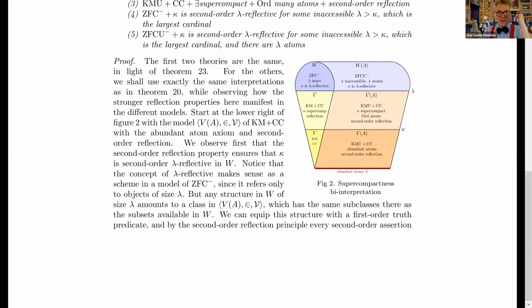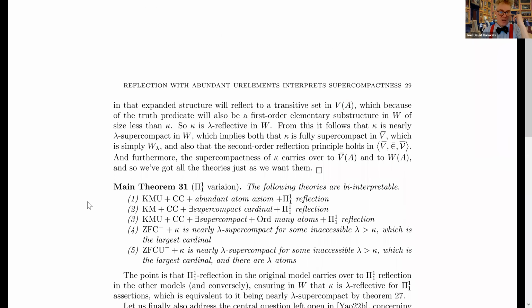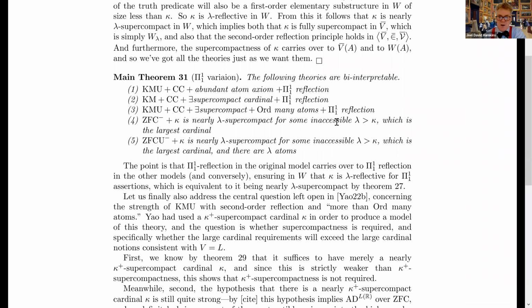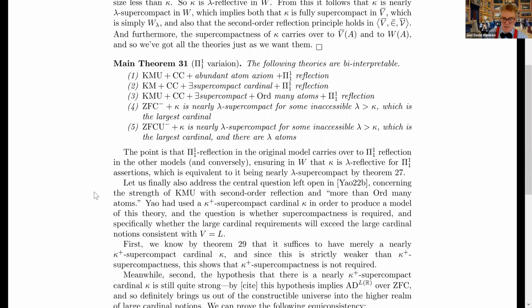So let me just mention also the Π^1_1 variation. If you drop from second order reflection to Π^1_1, then you also get the corresponding picture where now at the top, instead of having a lambda reflective cardinal, you have a nearly lambda supercompact cardinal, which is this Shankar notion, but the interpretations are the same in this case.